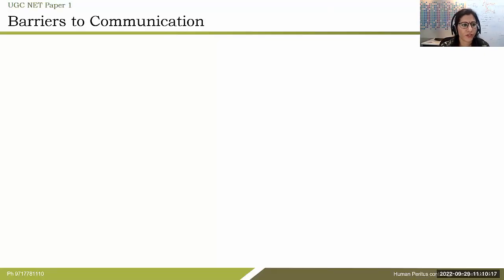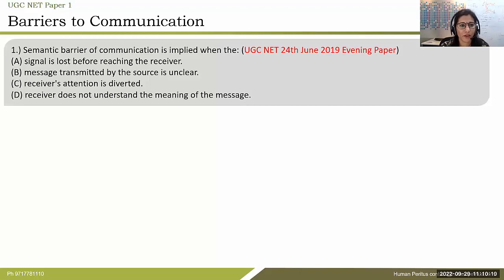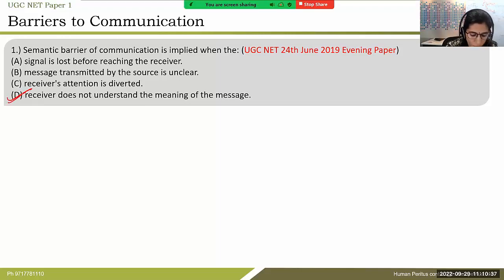So the first question is, semantic barrier of communication is implied when the A. Signal is lost before reaching the receiver. Message transmitted by the source is unclear. Receiver's attention is diverted. Receiver does not understand the meaning of the message. This is a very simple question, I must say, and the correct answer is option number D.